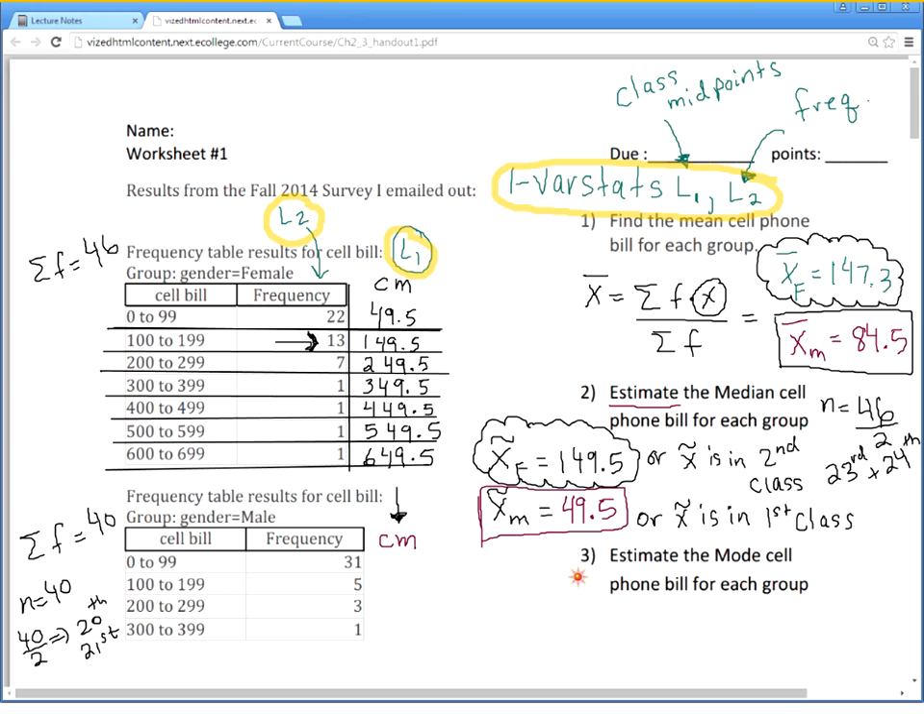So we have group data. How would we find the mode for the first table, for the group of females? Which class would the mode be in?